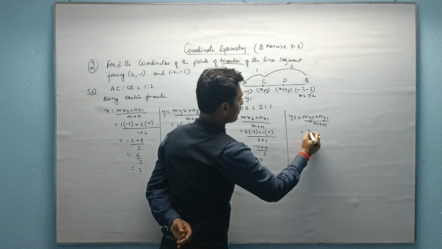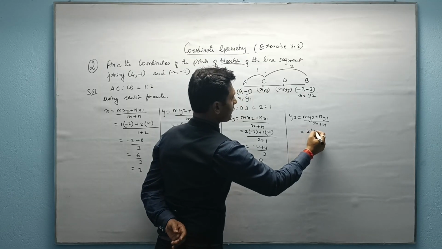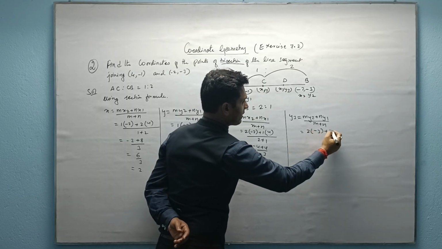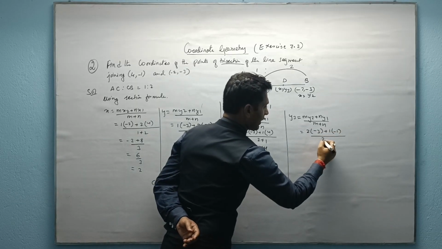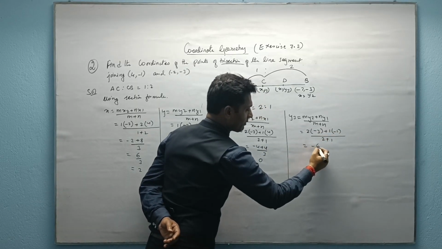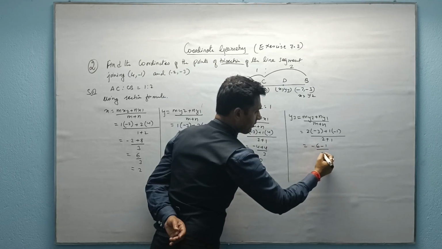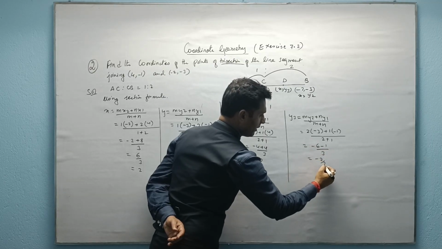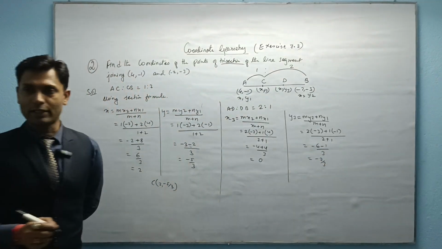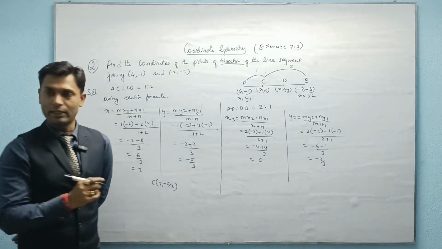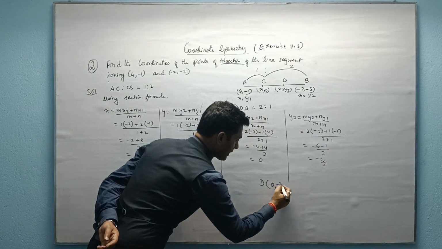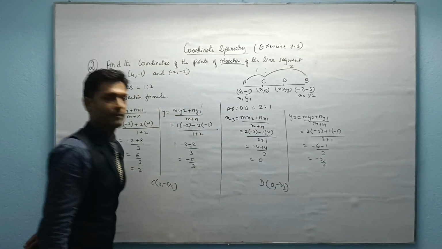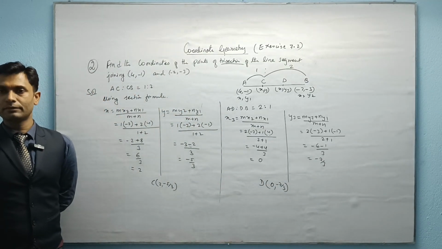Here m is 2, y2 is minus 3, n is 1 and y1 is minus 1, divided by 2 plus 1. So this becomes minus 6 minus 1 by 3, which is minus 7 upon 3. So we got the coordinates of D as well. What is D? D is 0 comma minus 7 upon 3. Clear?